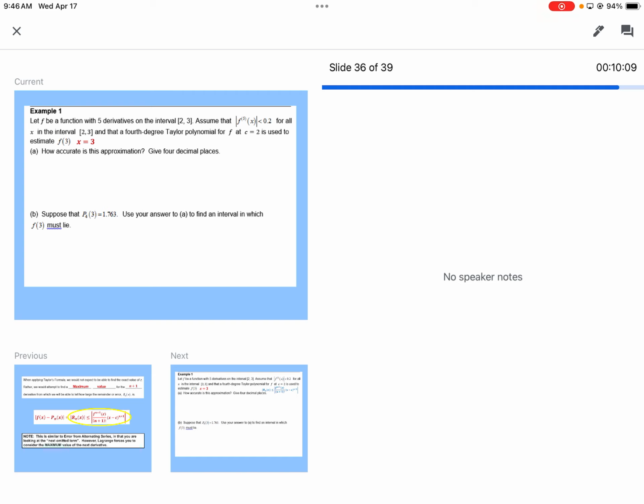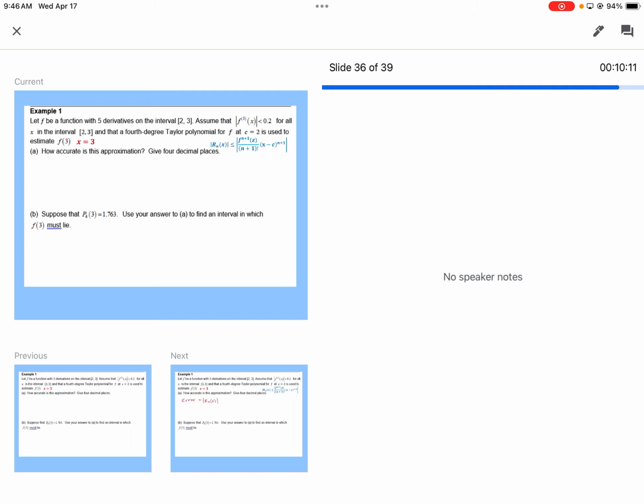The formula. All right, we write down the absolute value of r sub n of x is equal to, and you don't even have to plug any numbers into this. Just write it down to start with. The n plus 1 derivative at z over n plus 1 factorial times x minus c to the n plus 1. My very next thing I would do is plug in the actual numbers, okay?